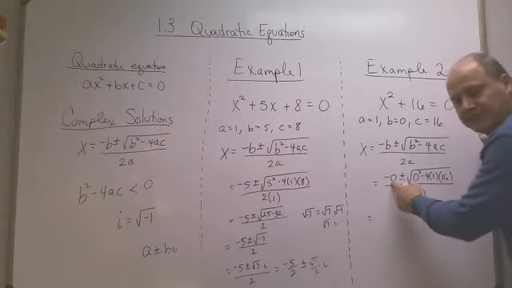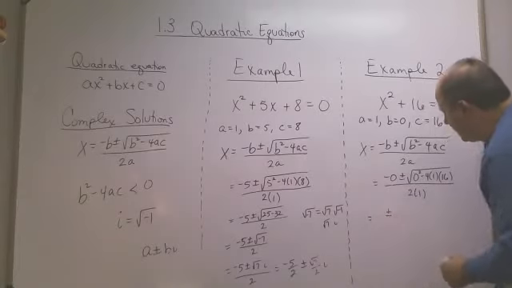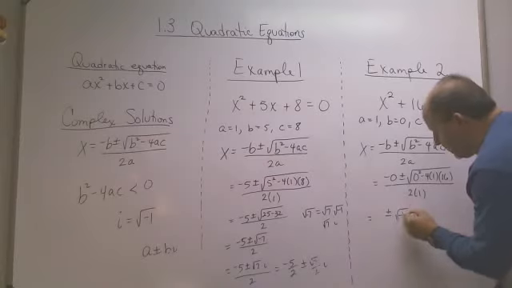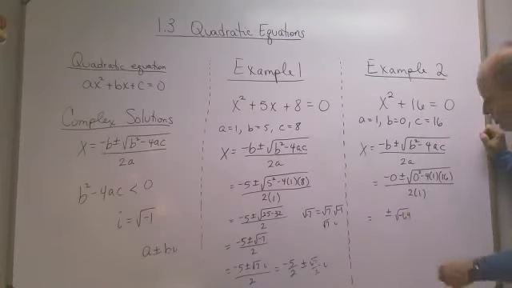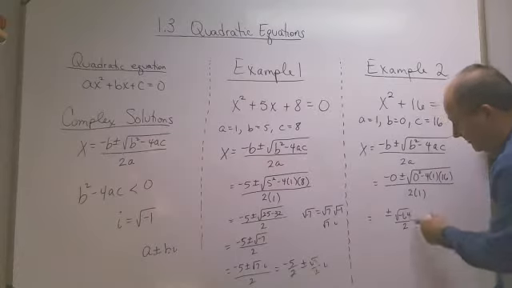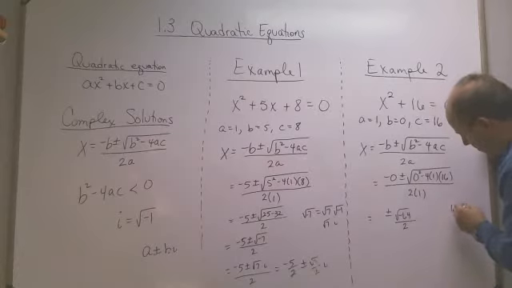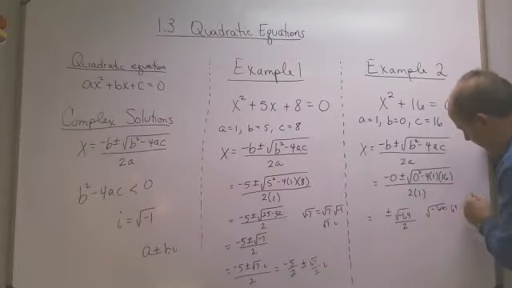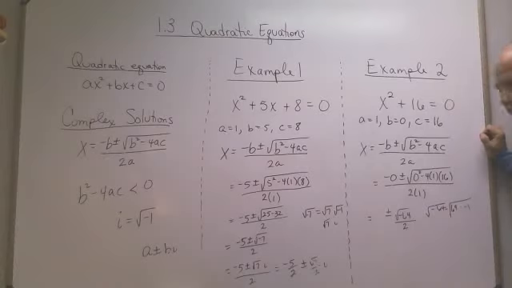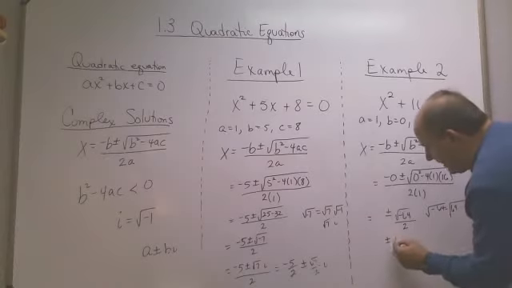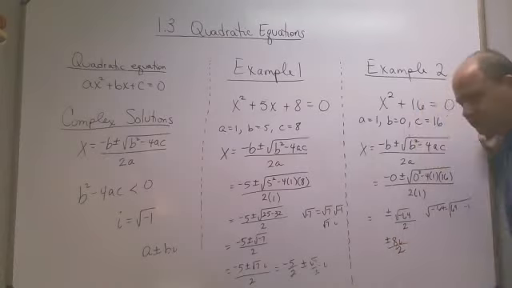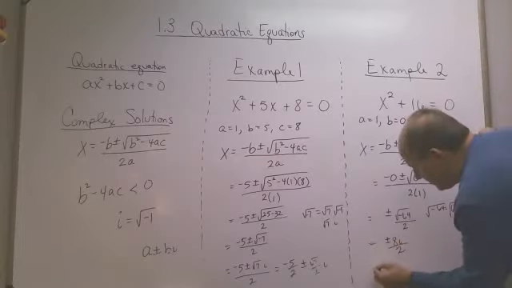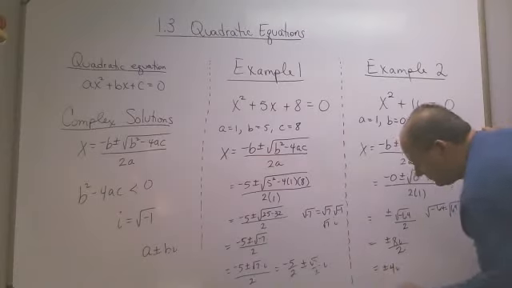So negative 0 is still 0, so it's going to be plus or minus the square root of 0 squared minus 4 times 1 times 16, which is actually going to be negative 64. And of course, 2 times 1 is 2. Now, negative 64 is the same thing as 64 times negative 1. And so taking the square root of negative 64 would be the same thing as taking the square root of that. And so that's going to be plus or minus 8i divided by 2, because the square root of 64 is 8. And so the final answer is plus or minus 4i.